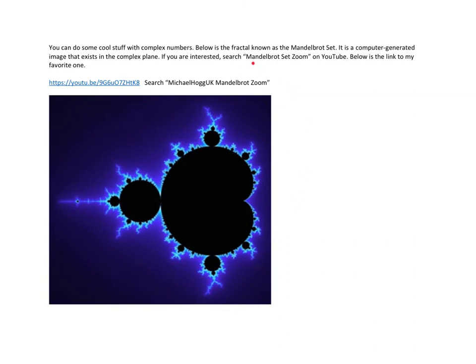So I'd suggest searching Mandelbrot Set Zoom on YouTube. There's some really interesting things, and my favorite one will show up if you do this search right here. So you should check that out. It's pretty interesting. But like I said, we're going to focus on just arithmetic with imaginary and complex numbers.